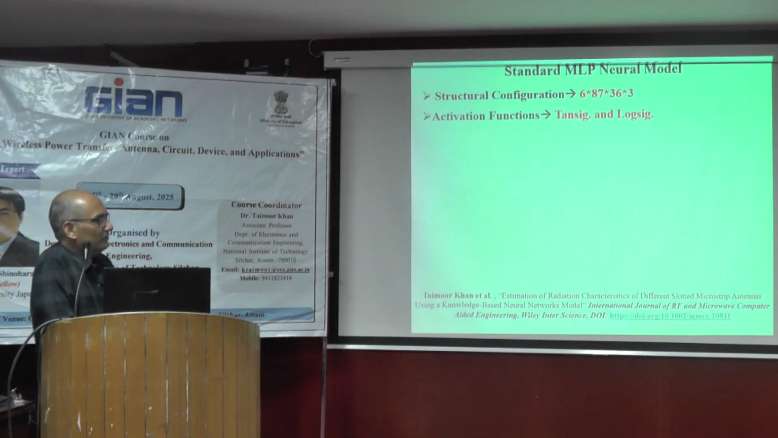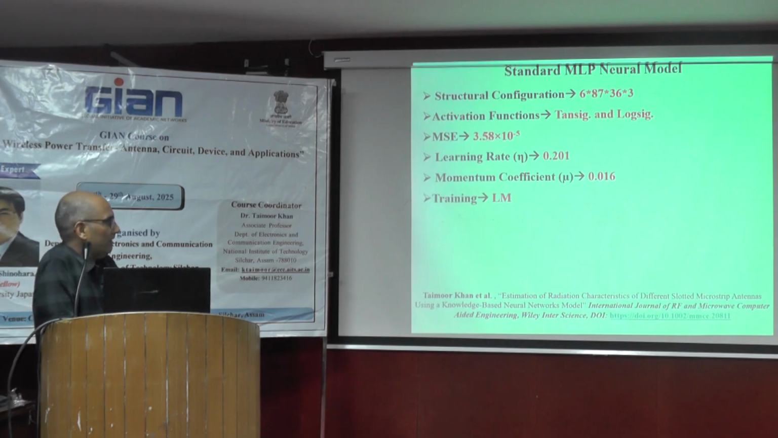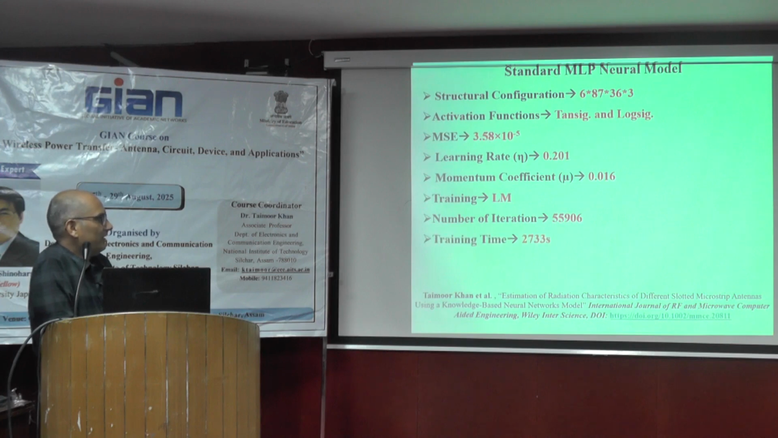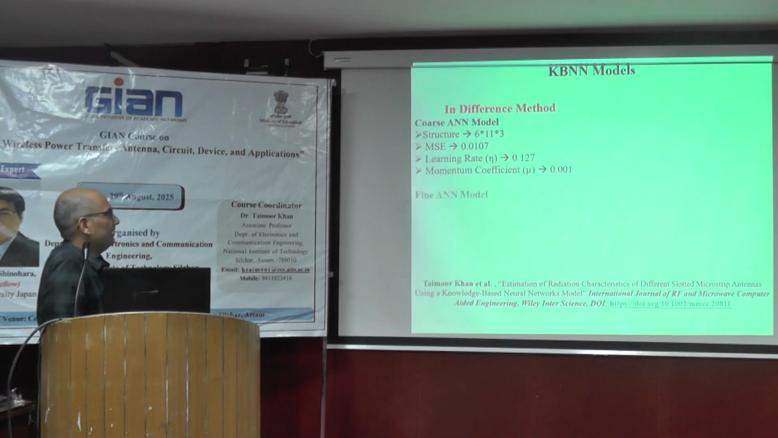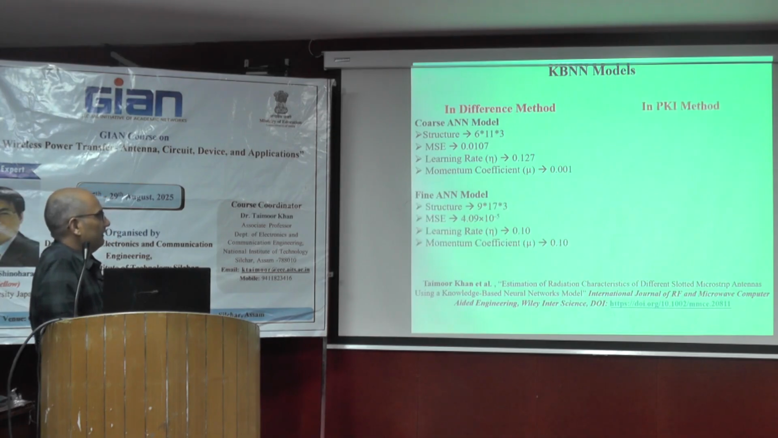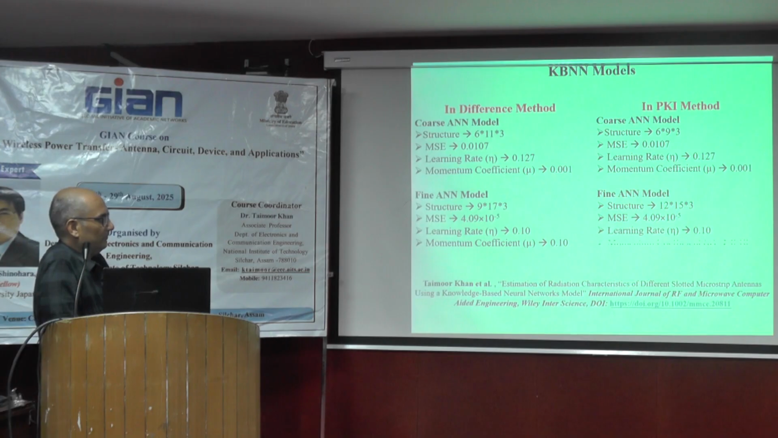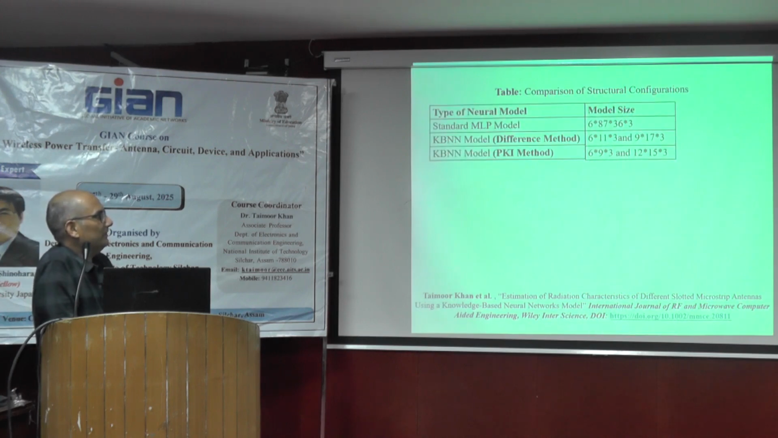Activation functions tansig and logsig, mean square error, learning rate, momentum coefficient, training with the LM algorithm, number of iterations, training time, required memory. Then coming to the performance, in the difference method the structure is optimized in this way, and the fine model structure is this way. Then in PKI, prior knowledge input, the same pattern is followed. Now the algorithm for these 2 different cases is used. Now how the performance comes out.